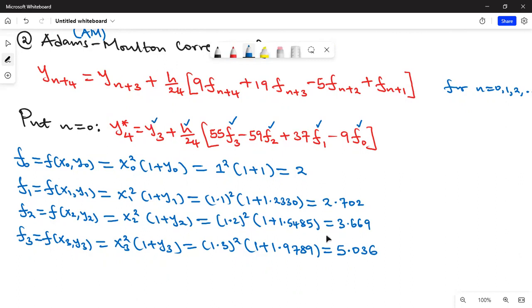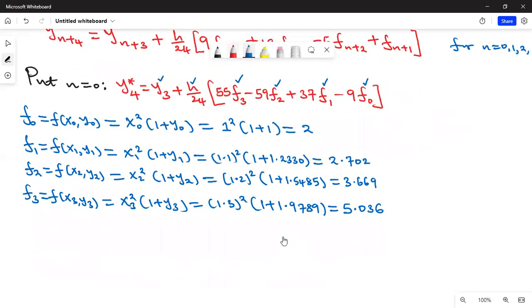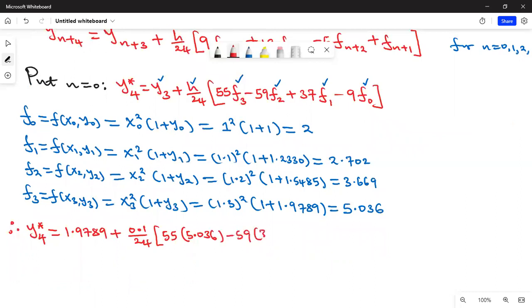Y3, we can now find Y4 star. So you can just say here that therefore, our Y4 star, the predicted value of Y4, is equal to Y3, which we got 1.9789, plus H, which is 0.1, over 24 into 55 F3, 5.036, minus 59 F2, 3.669, plus 37 F1, which is 2.702, then minus 9 F0, which is 2.